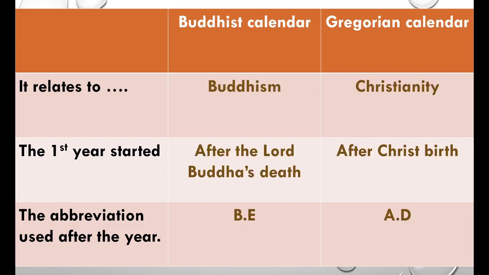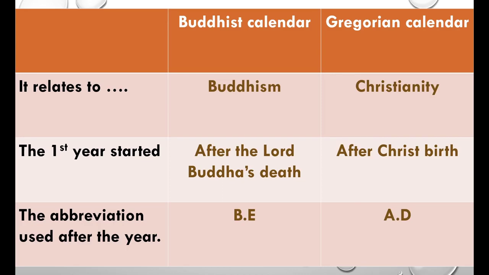The Buddhist calendar relates to Buddhism. And the Gregorian calendar relates to Christianity. Second, the first year started in the Buddhist calendar is after the Lord Buddha's death. And the Gregorian calendar started after Christ's birth.